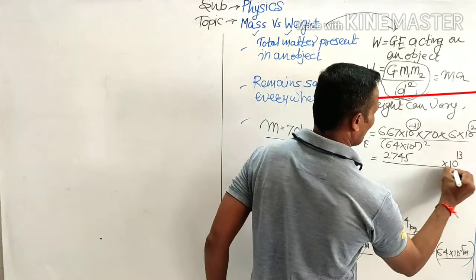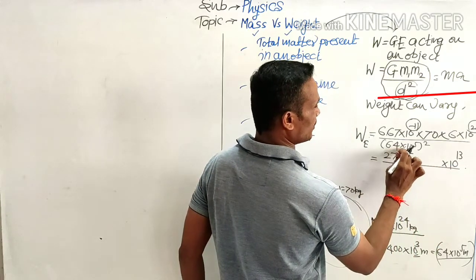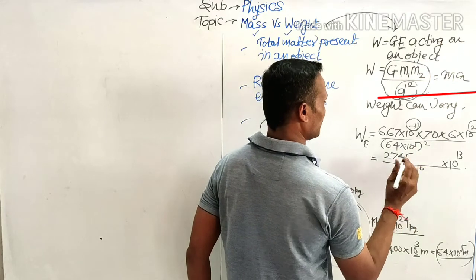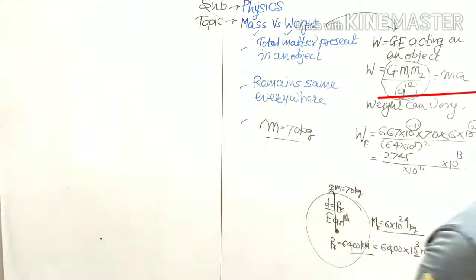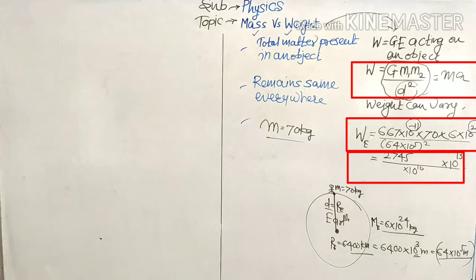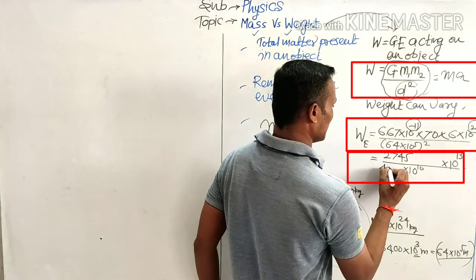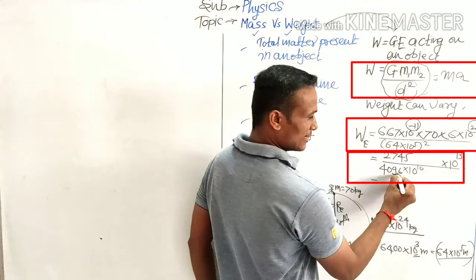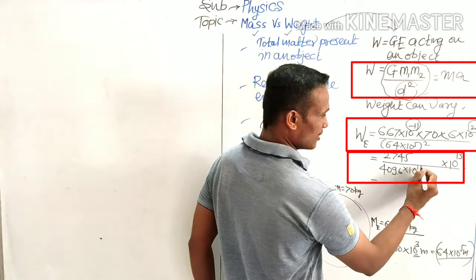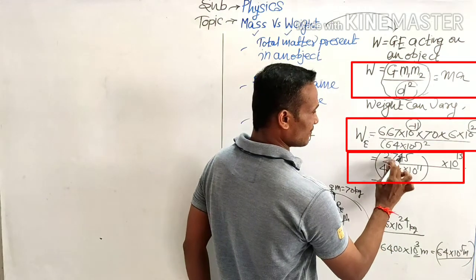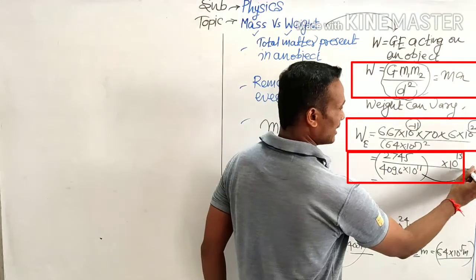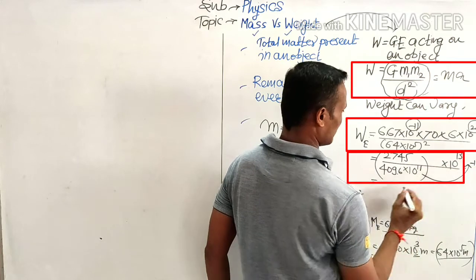2745 upon. Now this calculation: 64 into 10 raised to 5 whole square. 10 raised to 5 square will be 10 raised to 10, I believe. 64 square you have to do. 64 into 64 will be 4096. Now what we'll do? Here we'll put a decimal and we'll raise this by 11. So we have 2745 divided by 409.6 into 10 raised to 11. 10 raised to 11 will go up, will become minus 11.